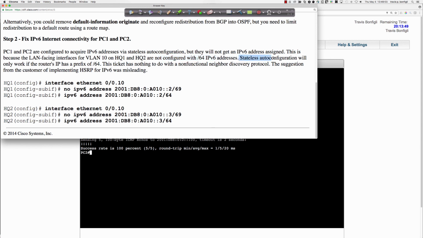Okay, so it's SLAAC. It's not neighbor discovery. Stateless address autoconfiguration will only work if the router's IP has a prefix of /64. It has nothing to do with neighbor discovery. I thought maybe there was an IPv6 ACL, and that clearly wasn't it. So it's SLAAC, but SLAAC will not work if the router interface is not a /64. And the suggestion from the customer that HSRP for IPv6 is the problem is misleading.